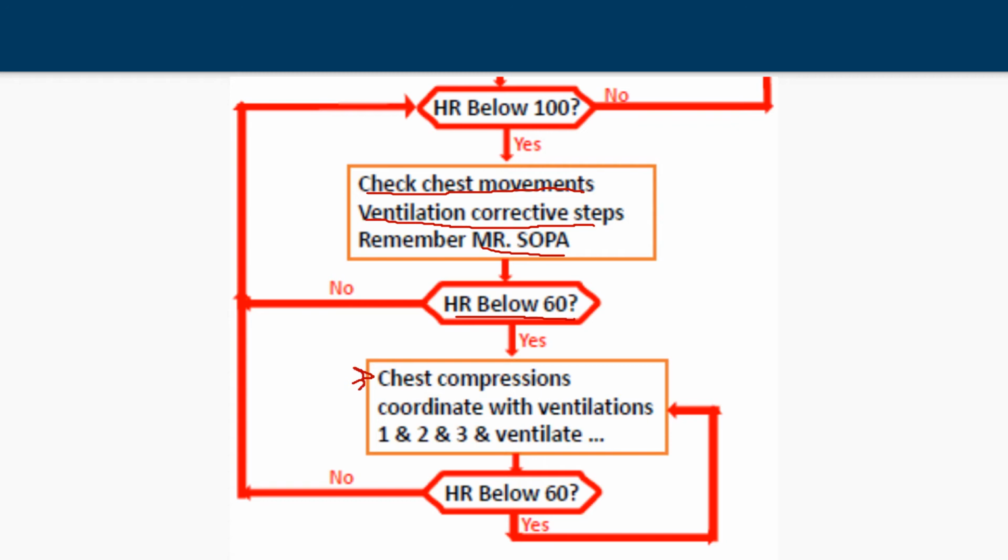And how do we perform the chest compressions? We coordinate with the ventilations. So, and 1, and 2, and 3, and ventilate, and 1, and 2, and 3, and ventilate. That is the correct way of giving the ventilations. And after that, every 30 seconds, we need to check again the heart rate. If it's below 60, we continue with the chest compressions. If it's above 60 but below 100, we do this part here: check again the ventilation and provide positive pressure ventilation.